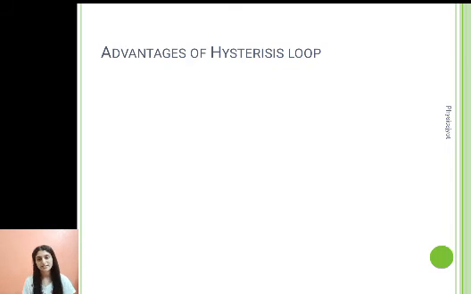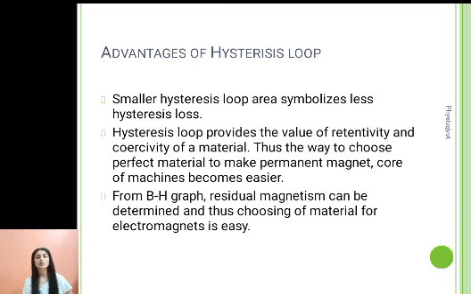Now, why do we calculate hysteresis, or what are the advantages of knowing about the hysteresis loop? From the hysteresis loop, we come to know the value of retentivity and coercivity of a material. When you know these values, you may choose that material for different applications. There are certain applications where you need small retentivity or a small coercive field. For another application, you may need high coercivity or high retentivity. So for choosing a perfect material for different applications, you need to know the value of retentivity and coercivity.